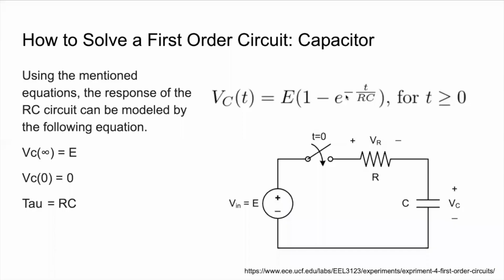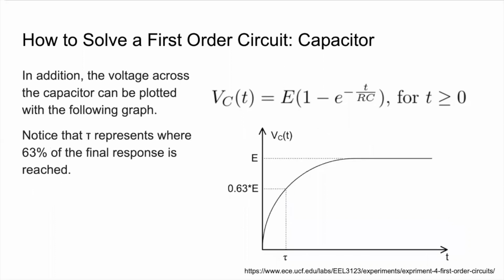Using the former equation, where the response that we're looking for is the voltage across the capacitor, Vc of infinity is equal to E, Vc of 0 is equal to 0, and the time constant tau equals RC. It's also possible to plot the response over time. For example, for that circuit, the voltage across the capacitor can be plotted with this following graph. Notice that tau represents where 63% of the final response is reached.